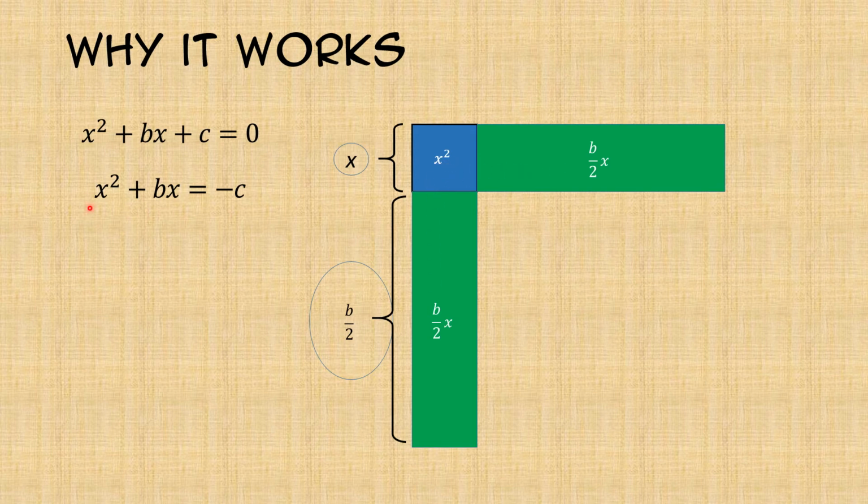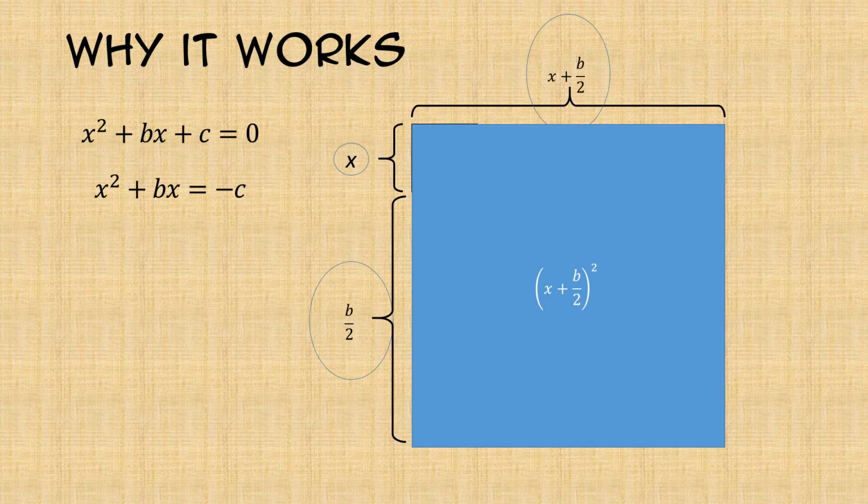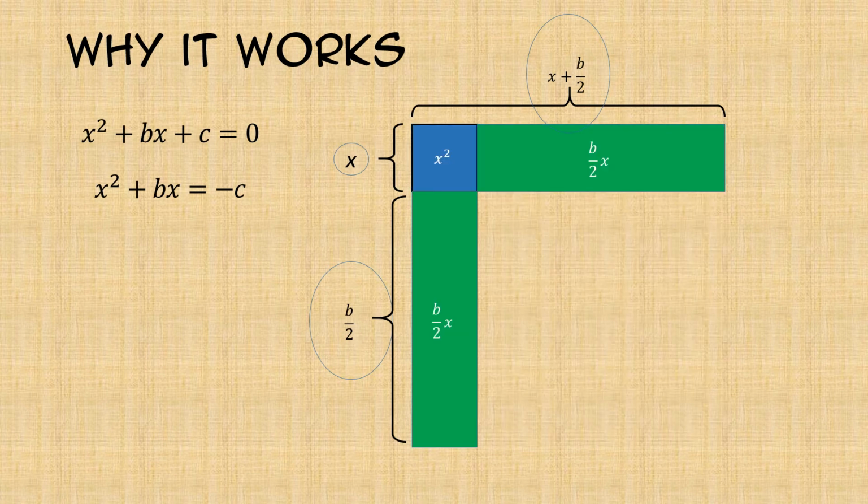Then look, the length of our L-shaped object is b over 2 plus x, and its width is also b over 2 plus x. They are the same. So to complete the square, we fill up the remaining space with a square whose length is b over 2.